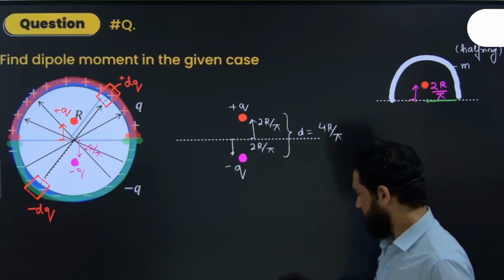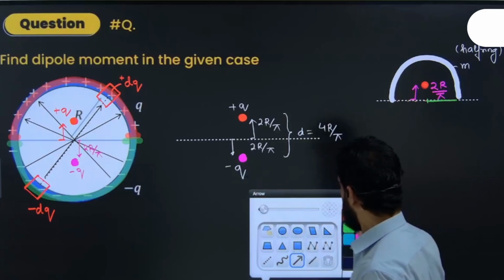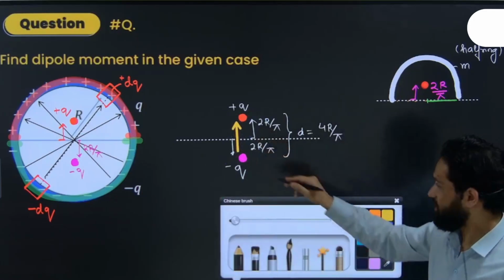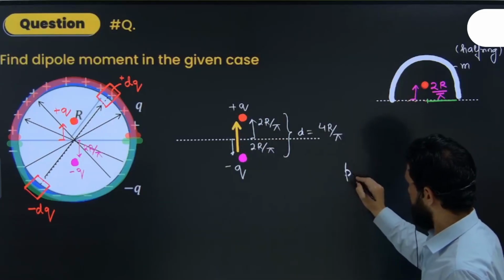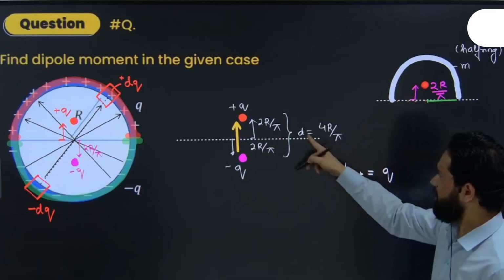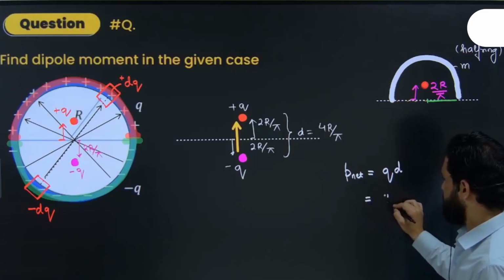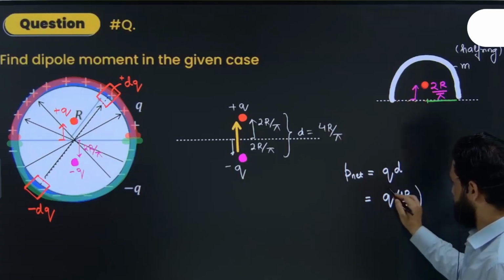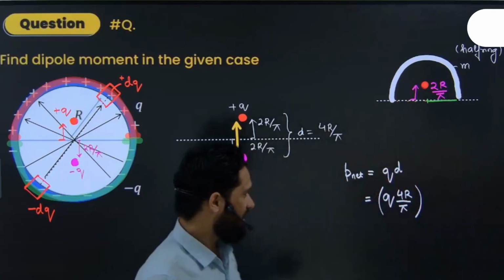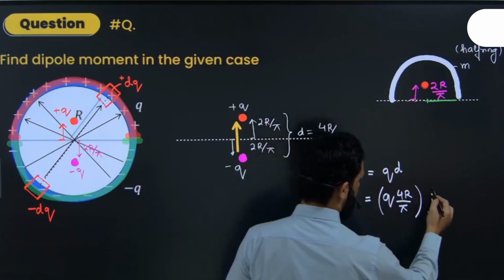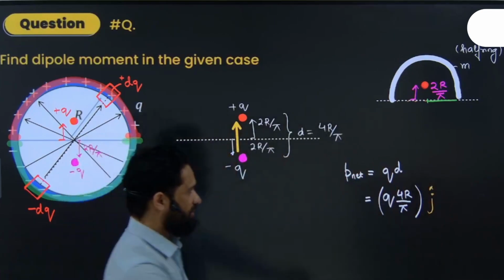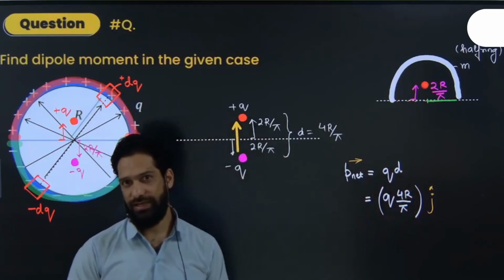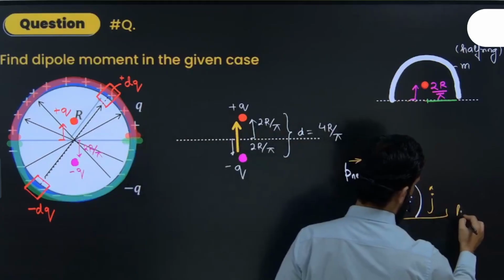Now where is the dipole moment? Dipole moment goes from negative to positive this way. So dipole moment goes in the y-axis, so we can write down here what is the net dipole moment, one of the charge into distance between them. So one of the charge is q, distance is 4r upon pi. This is the net dipole moment, and where is it heading? The net dipole moment is towards the positive y-axis. We write down j cap. So this is the vector form of it. Magnitude is q into 4r by pi and the direction is positive y-axis. So this is our final result.